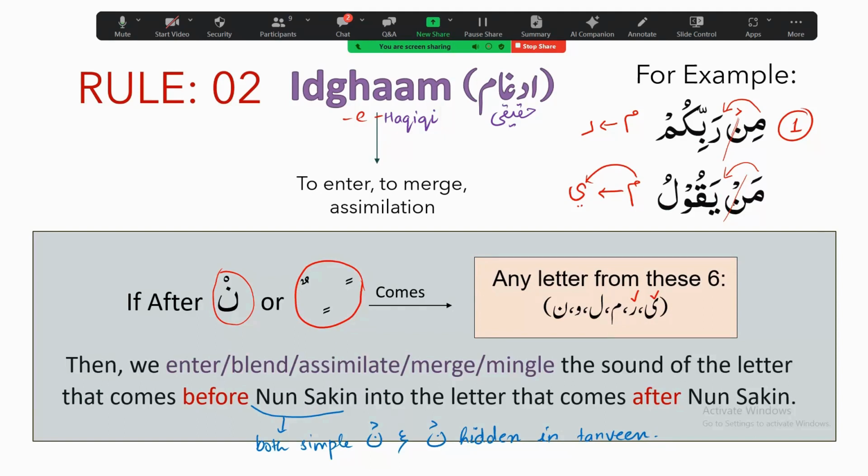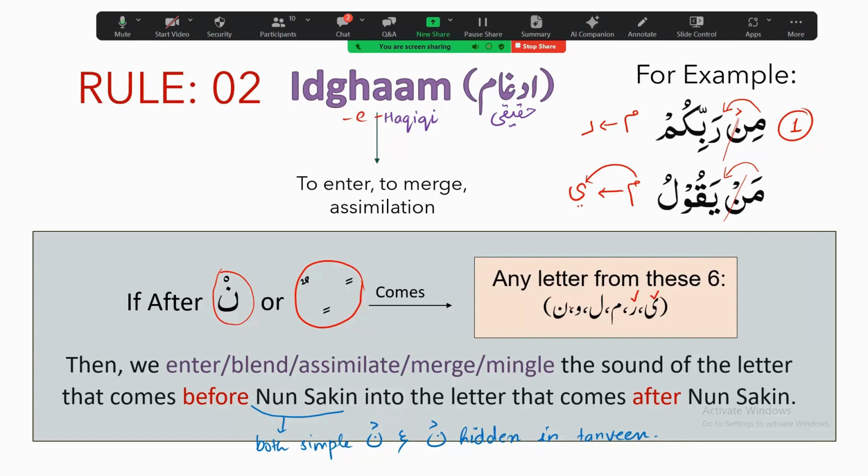yaqulu. We will not say man yaqulu. Okay, we will not say man. We will just say my, right? This sound. My yaqulu. Okay, so this was what we have discussed so far, right?